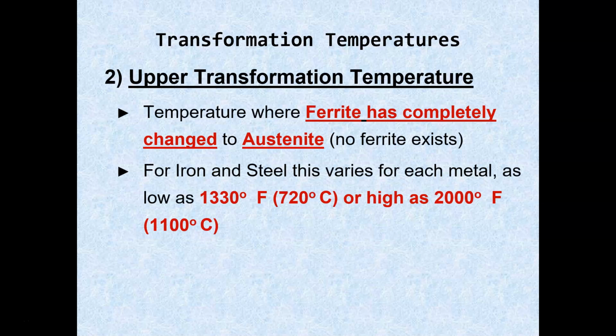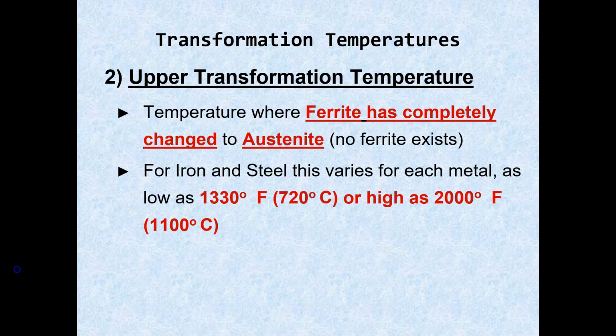The upper transformation temperature. This is where body-centered cubic structure has completely changed to face-centered. At this temperature, no ferrite exists. The material is 100% austenite. If the metal is allowed to cool back down to room temperature, it changes back to 100% ferrite. If the metal is quenched to cool rapidly, it changes to martensite, body-centered tetragonal, instead of ferrite.